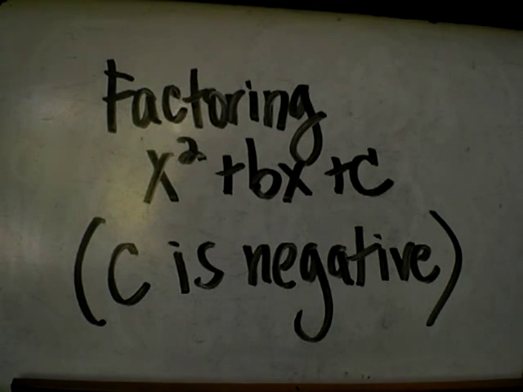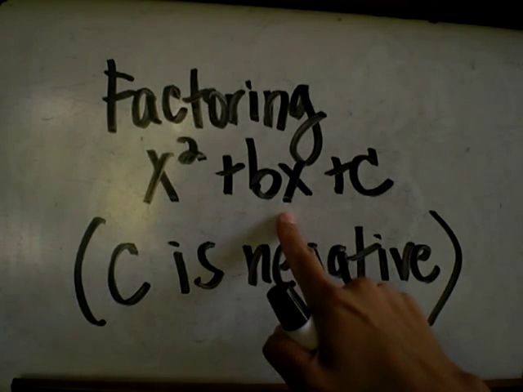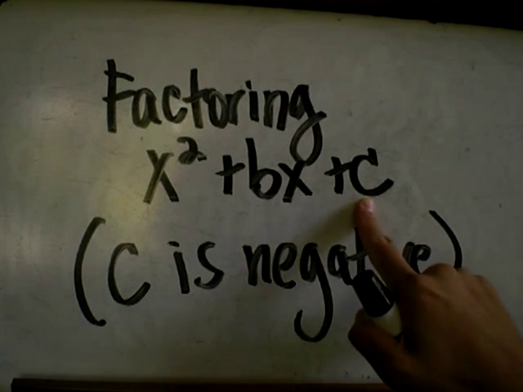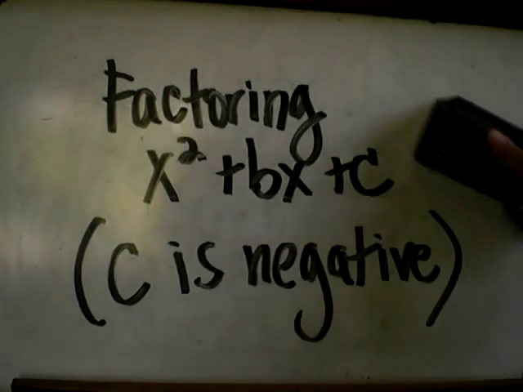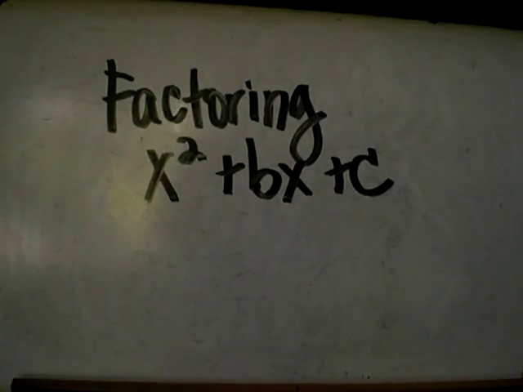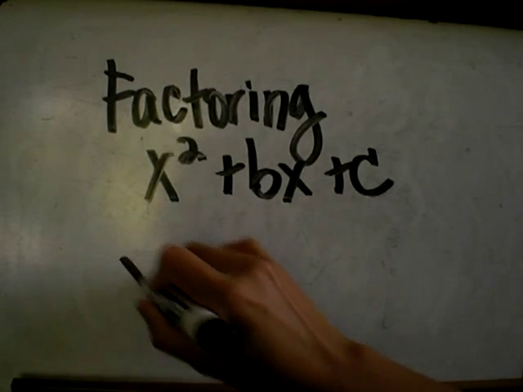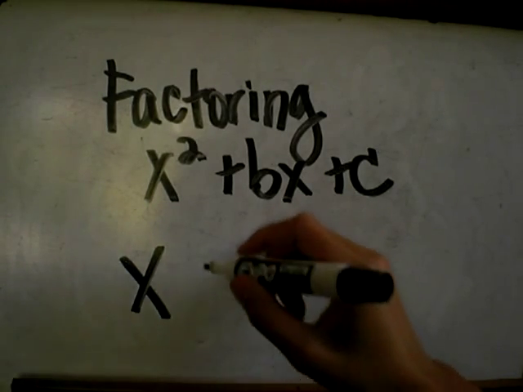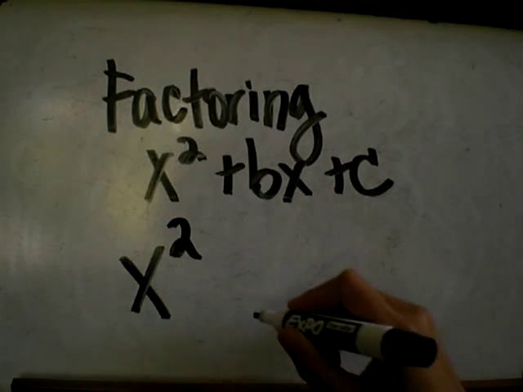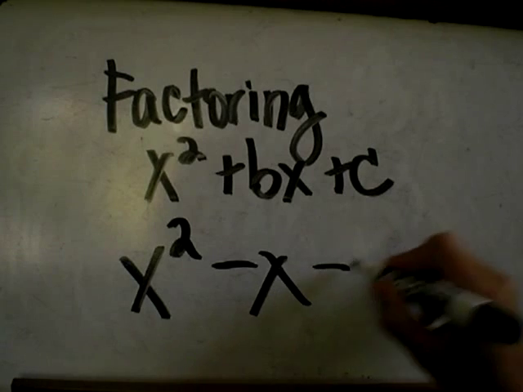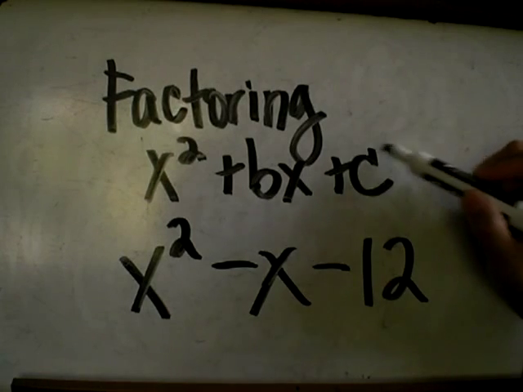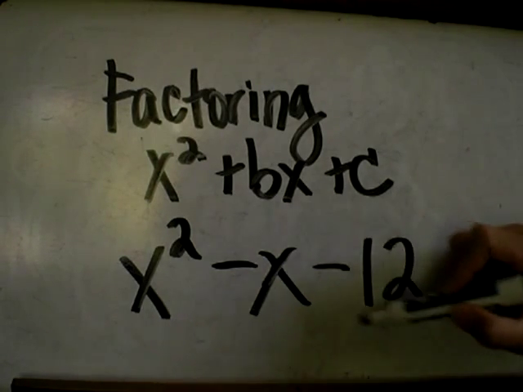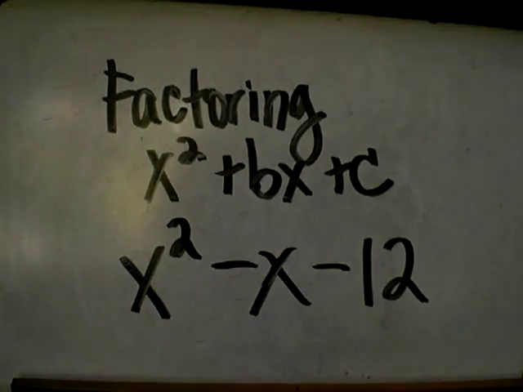Okay, in this video, I'll be showing you how to factor x squared plus bx plus c when c is negative. For example, in your book or in your workbook, the first trinomial they give you is x squared minus x minus 12. Remember they were talking about how c is negative. So if you look at c, c equals negative 12.